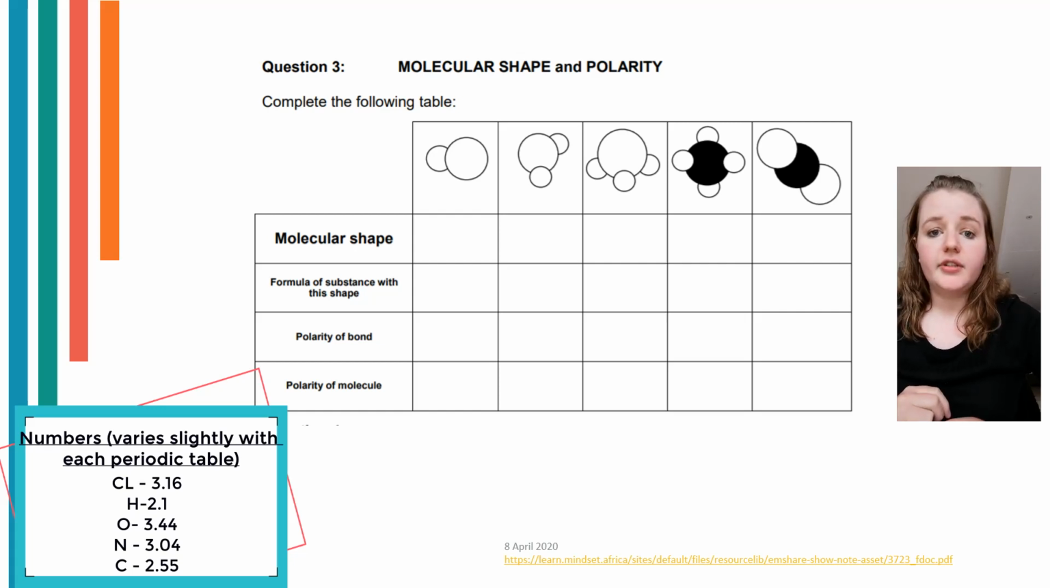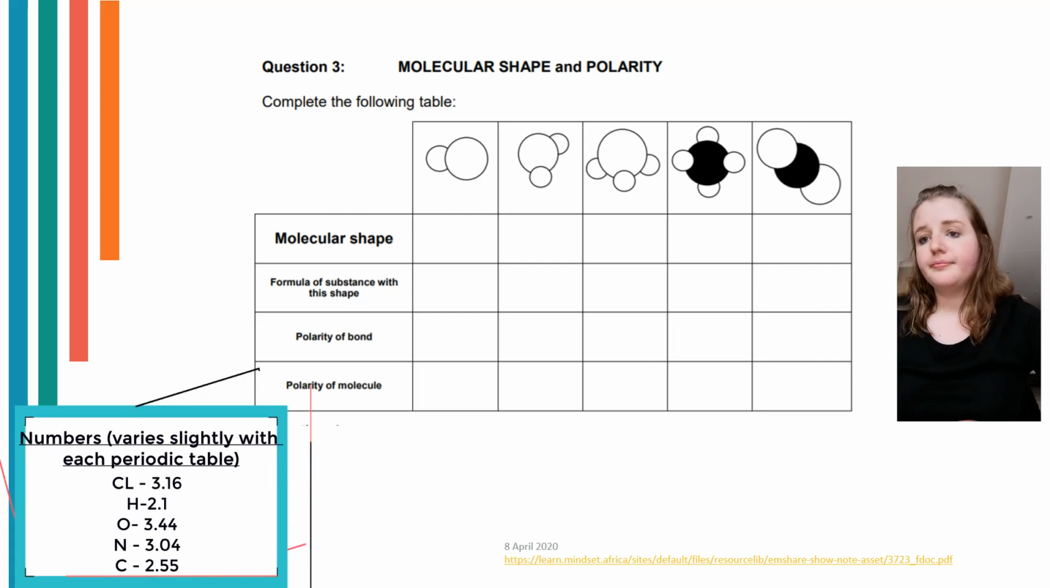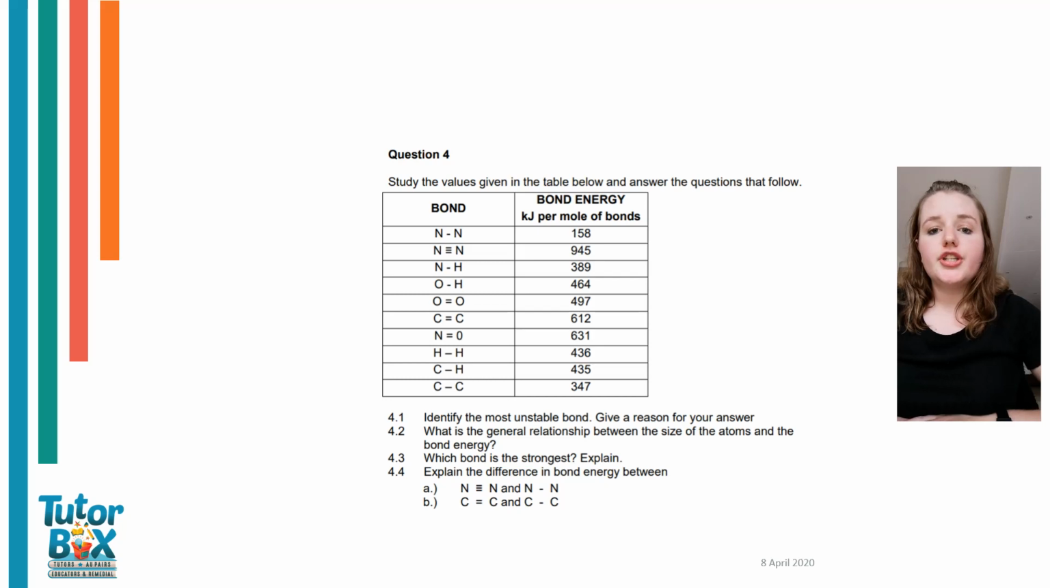The last one, your carbon and your hydrogen have an electronegativity difference, and so they all have polar bonds. However, it is a symmetrical molecule, and so it is therefore a non-polar molecule. The next one, carbon and oxygen, also have a polar bond. However, it is symmetrical, and so it's a non-polar molecule. Okay, question 4.